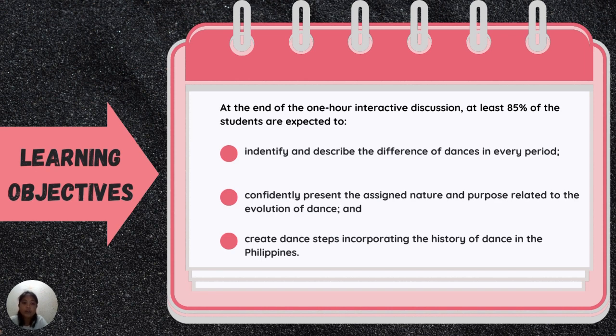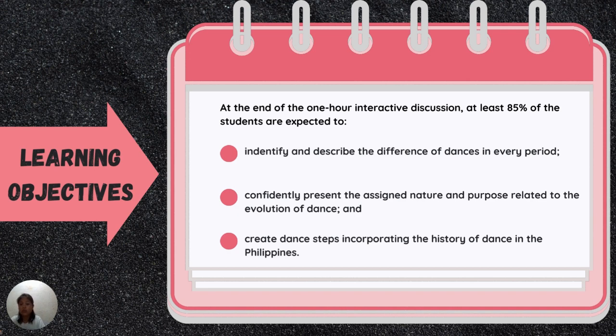So at the end of the 1 hour interactive discussion, at least 85% of the students are expected to, letter A, identify and describe the difference of dances in every period. So in this topic, may iba-ibang period or stages ng mga bawat history of the dance, na makikita nyo yung pagkakaiba, yung pag-evolve nung dance. And letter B, confidently present the assigned nature and purpose related to the evolution of dance.